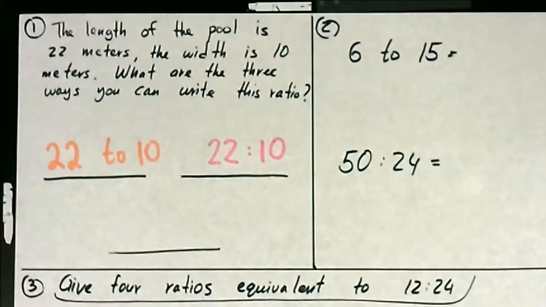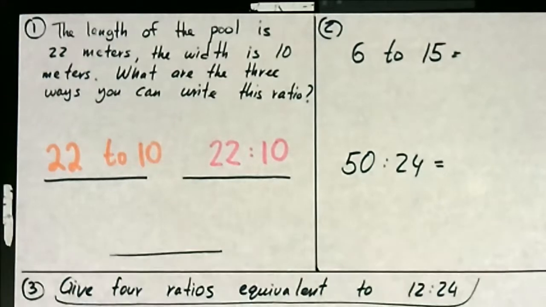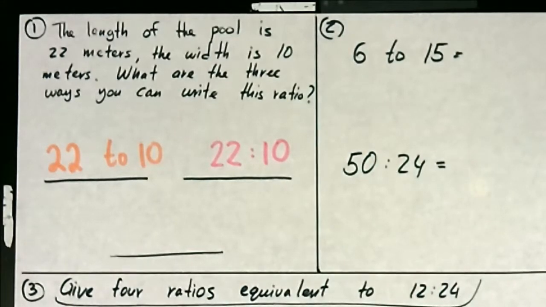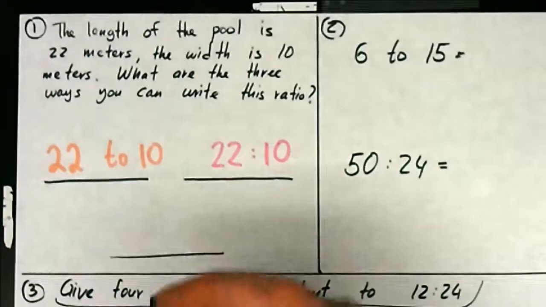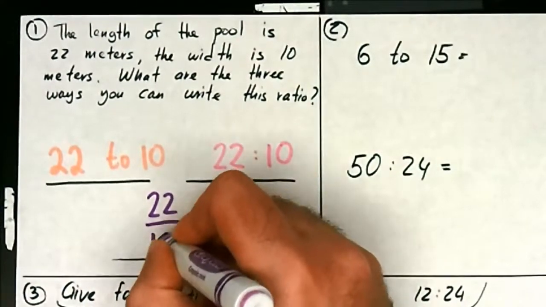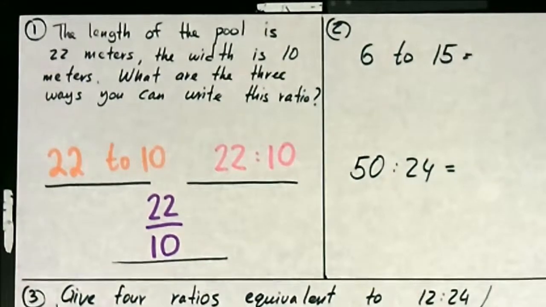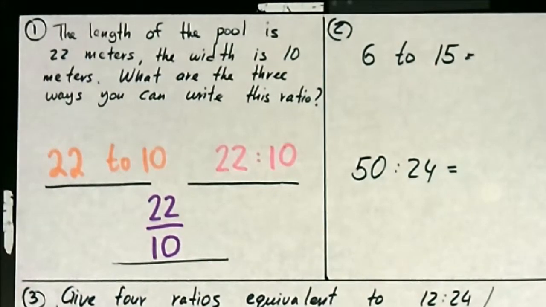And the third way I can do it is by putting them as a mathematical fraction. So put a division line between the 2 numbers: 22 over 10. So those are the 3 ways we can write this particular ratio. That's all the problem asks for us. Any questions?